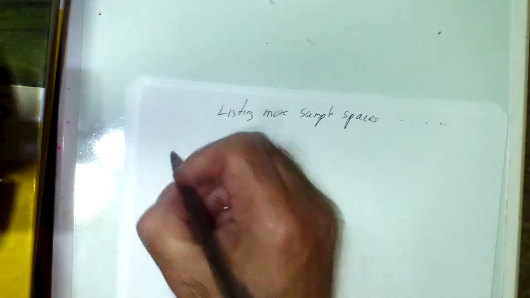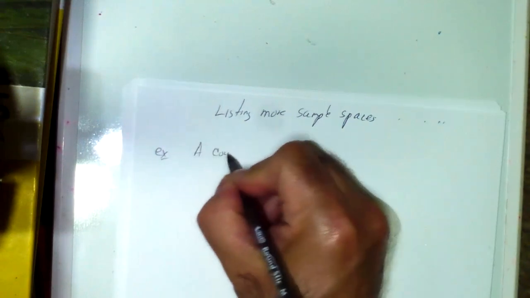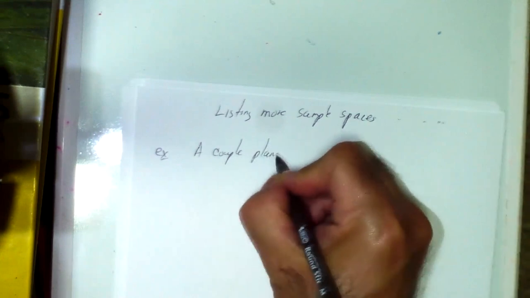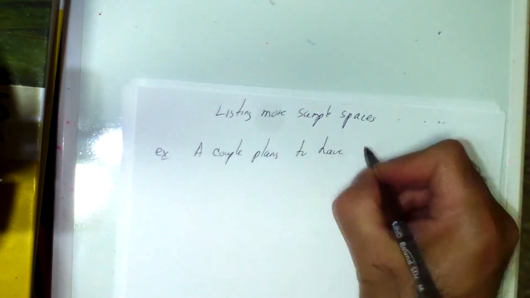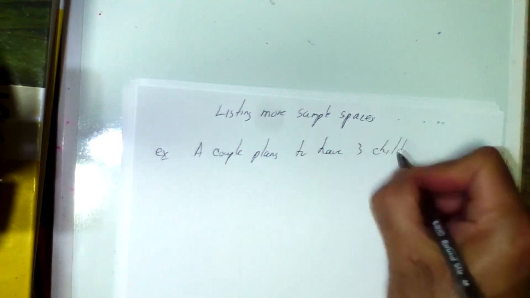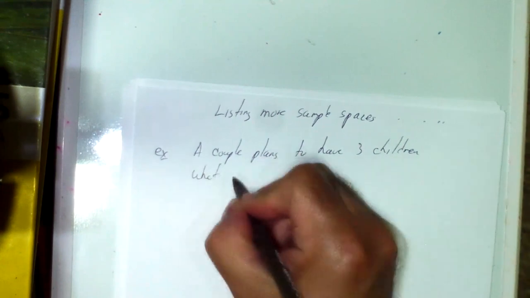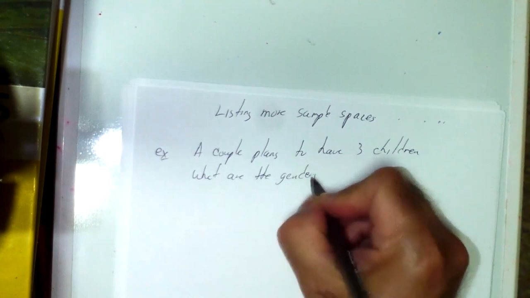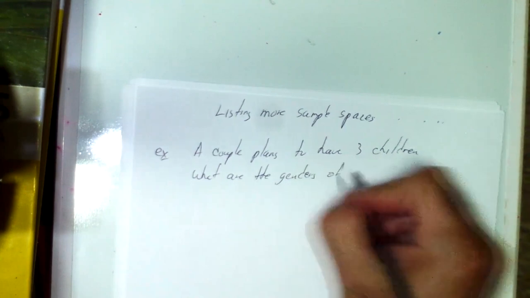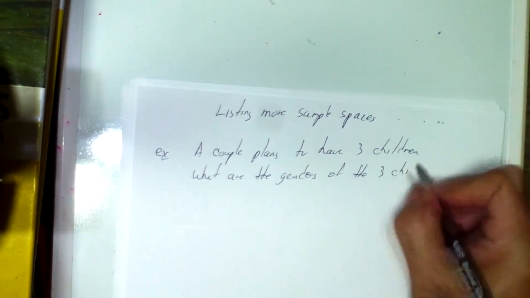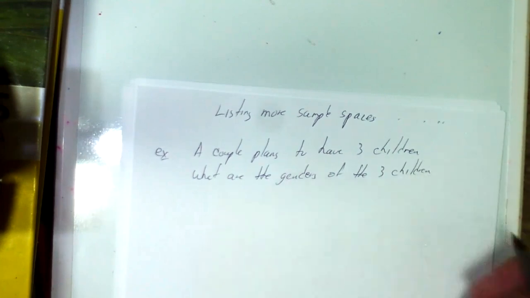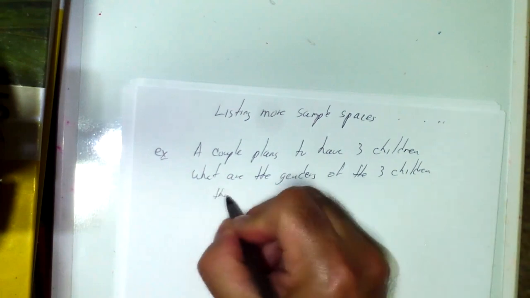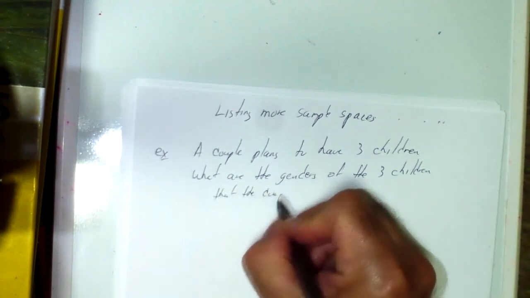All right, so let's suppose that a couple plans to have three children. What are the genders of the three children that the couple could have?